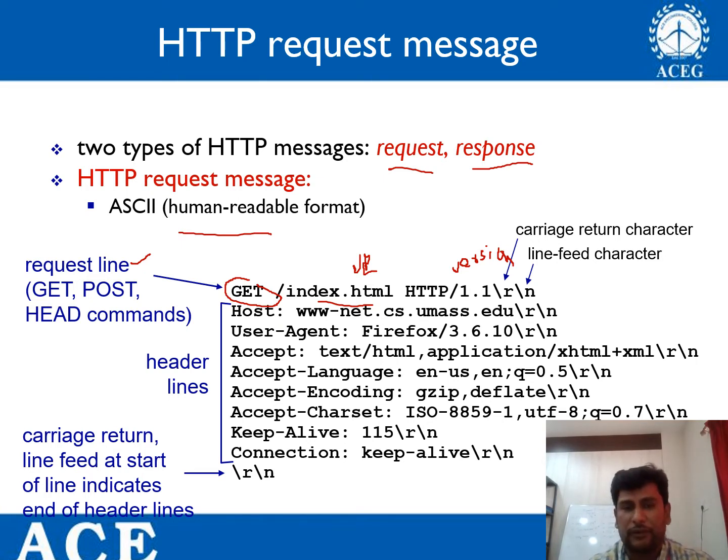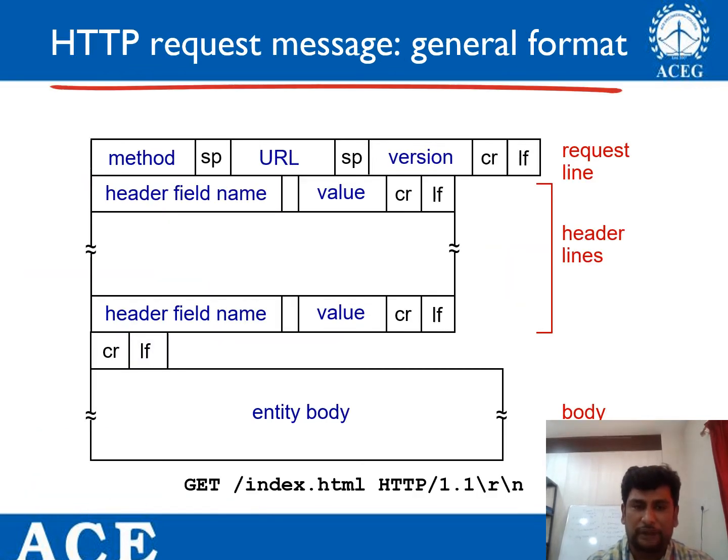In simple terms, if you want to summarize the header format of a request message, this is how it is. The first is the request line, in which you will have the method, whether it is GET or POST, or DELETE. All those kinds of things will be available in the method. The URL you are trying to extract the data from will be mentioned in the URL field, and the version of our browser will be mentioned here.